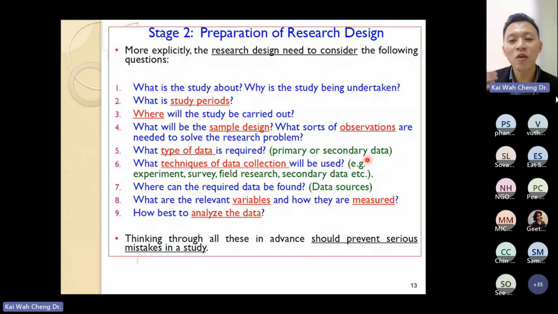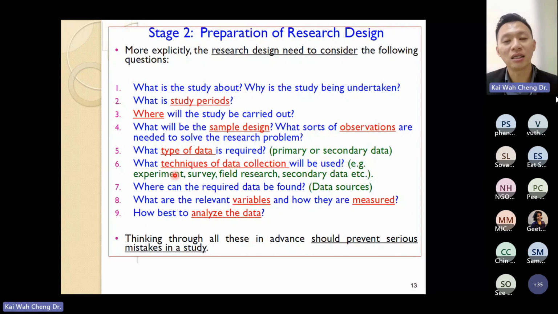For example, government official reports, company annual reports, newspapers, I mean mainstream newspapers or mainstream magazines, so these are the examples of secondary data. So we have two choices when we consider the types of data of our research. And then what are the techniques that you are going to use to collect the data? I will tell you more in the following slide.